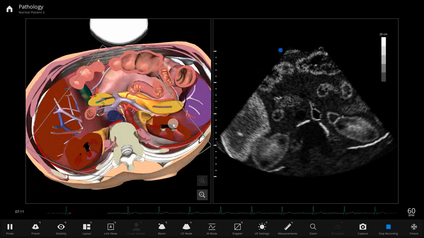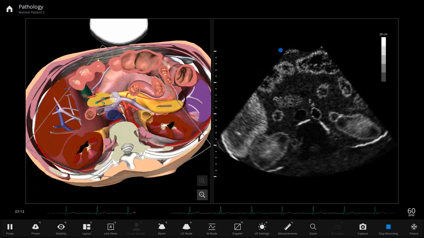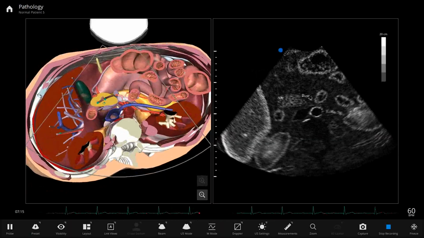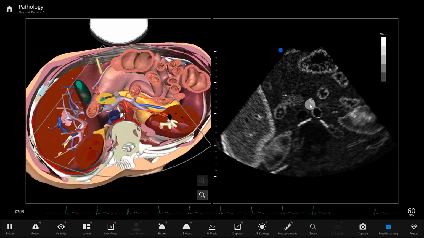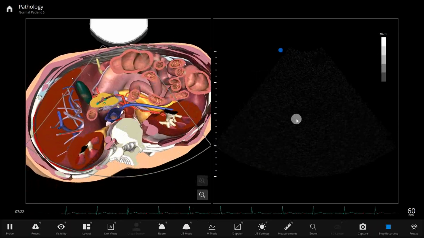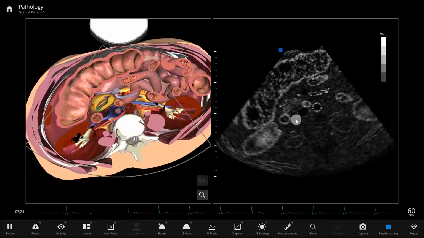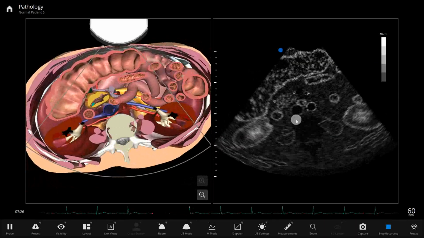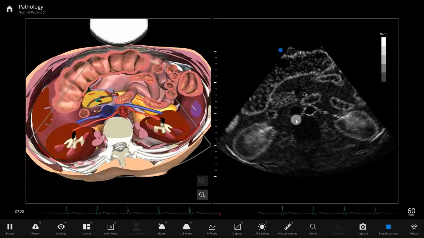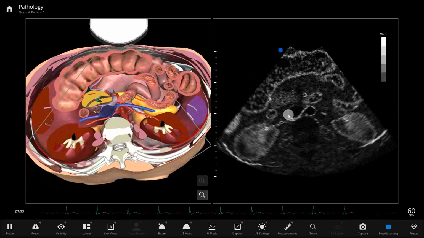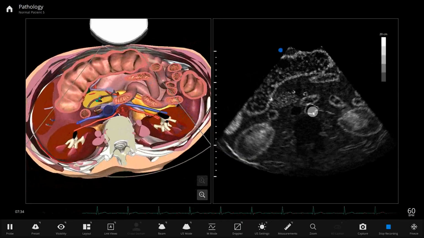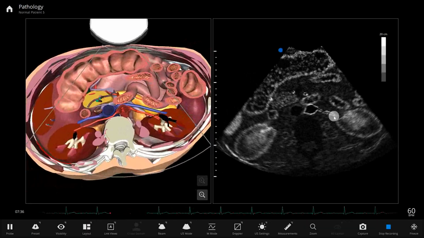We said we'd see the SMA. Here's the SMA coming off right here. On this one, you're seeing the SMA right here. Okay? Next is going to be those lateral branches, the right and left renal arteries. You should see them right here. So here's the right renal artery squeezing behind the IVC. Here's the left renal artery right here.